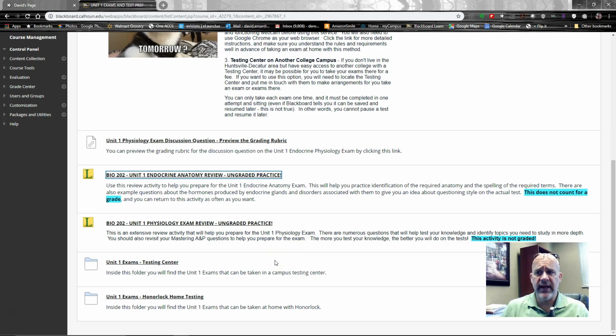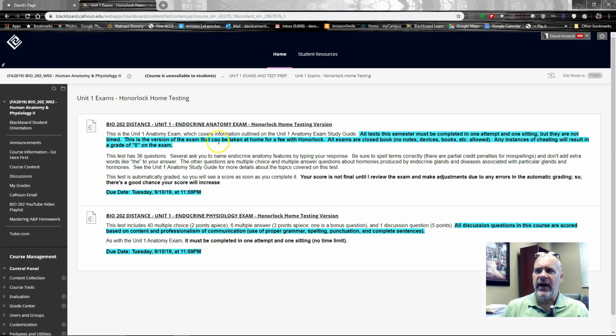When you are ready to take your exams, you will go into one of these two folders. If you're going to a Calhoun Testing Center, you will go in this folder to access your exams. And if you're going to test at home, you will go inside that folder to access your exams, because they have to be set up a little bit differently for home testing versus testing center. A lot of times students ask me, how many questions are on the test? What types of questions? Just go inside these folders for each unit. There are descriptions of each exam, telling you how many questions there are, what types of questions, and so forth. And of course, you have your due dates there as well.